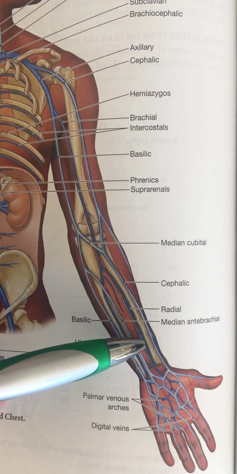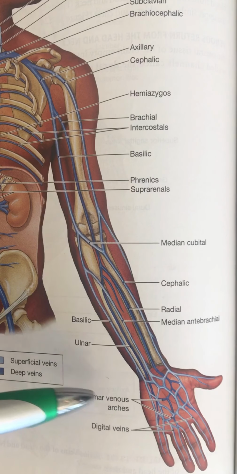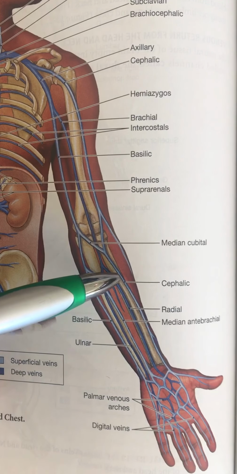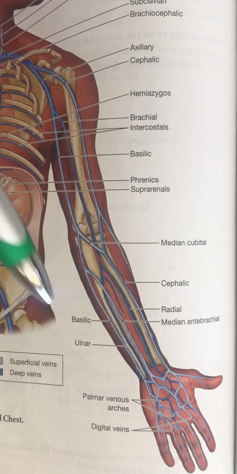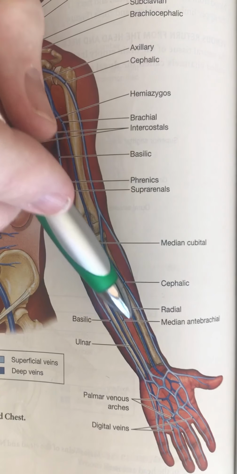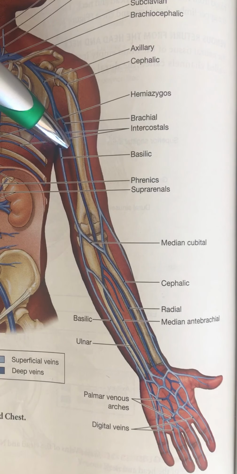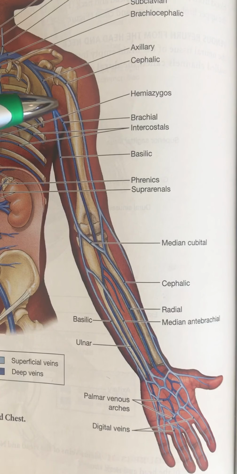So these are basically draining the top of the hand. The dark palmar venous arches would be the top of the hand. And these are going to come up, and if you notice, they come together and they form the brachial vein. So my ulnar vein and my radial vein come together to form the brachial vein. Okay, and then as you see here, the brachial vein is then also going to drain into the axillary vein.